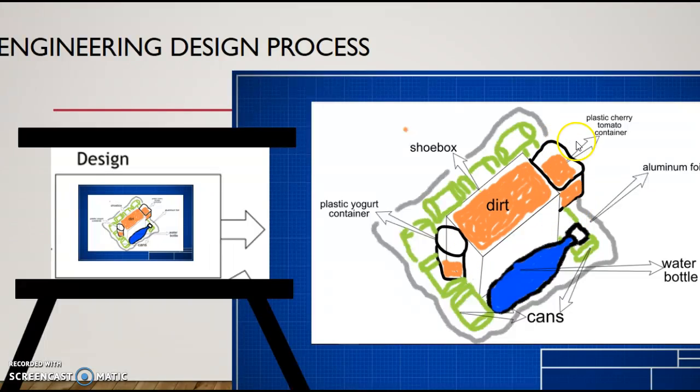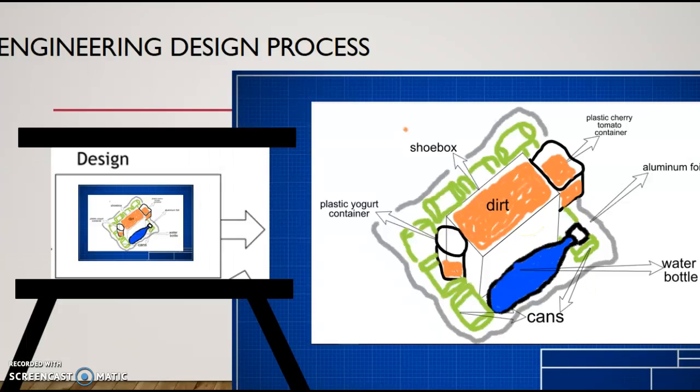I also wanted to have a little extra room to grow more crops, so that's where the plastic yogurt container and the plastic cherry tomato container came into the mix. And because the shoebox is made of cardboard, I didn't want it to get wet, so I figured I would line the entire floating garden with a couple layers of aluminum foil, because I know that that would be buoyant and it would protect the shoebox from getting wet.